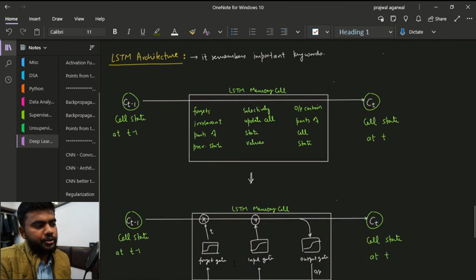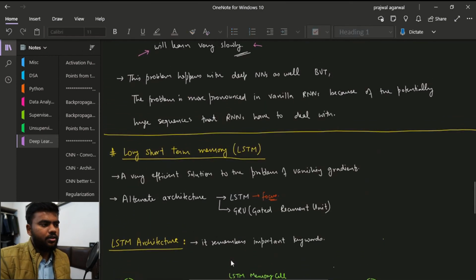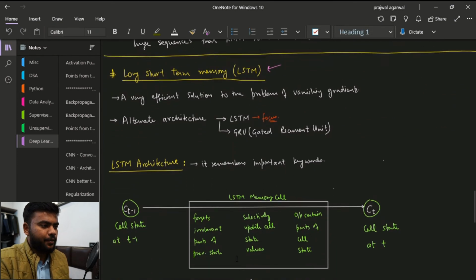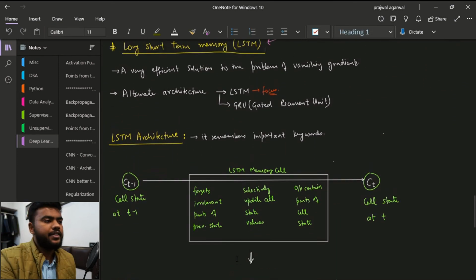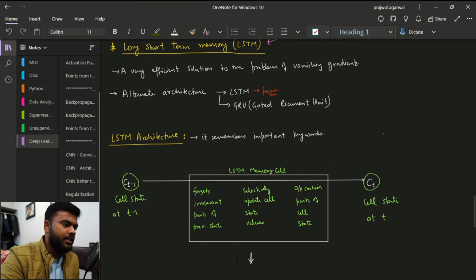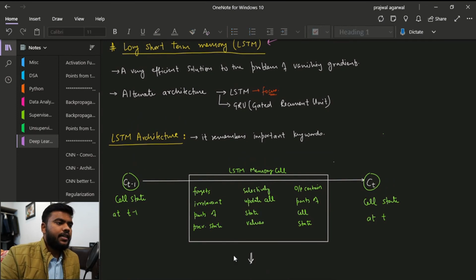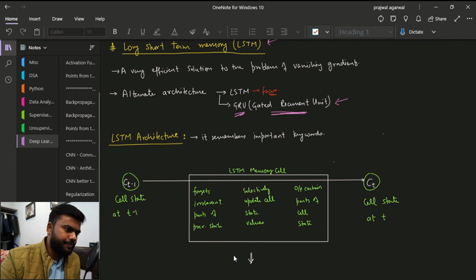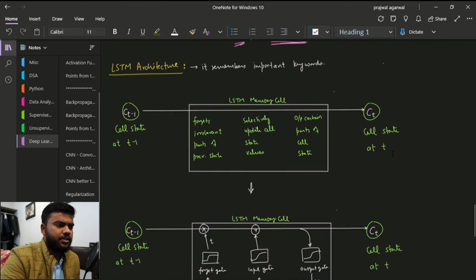So the solution for this is long short term memory, LSTM. This is a very efficient solution to the problem of vanishing gradients. The alternate architecture that we can use instead of LSTM is the gated recurrent unit, GRU. But for now we will just study the architecture of LSTM, and this is just an overview, nothing in much detail.